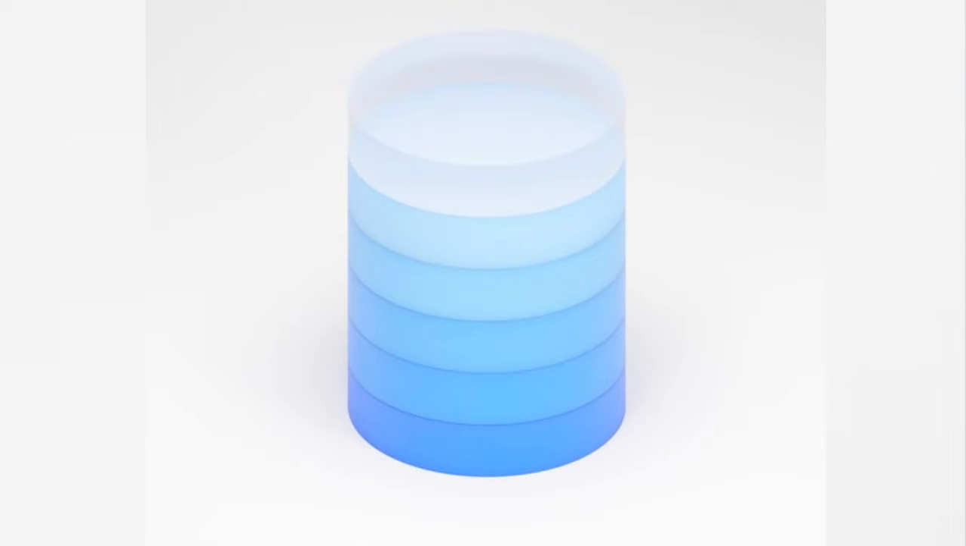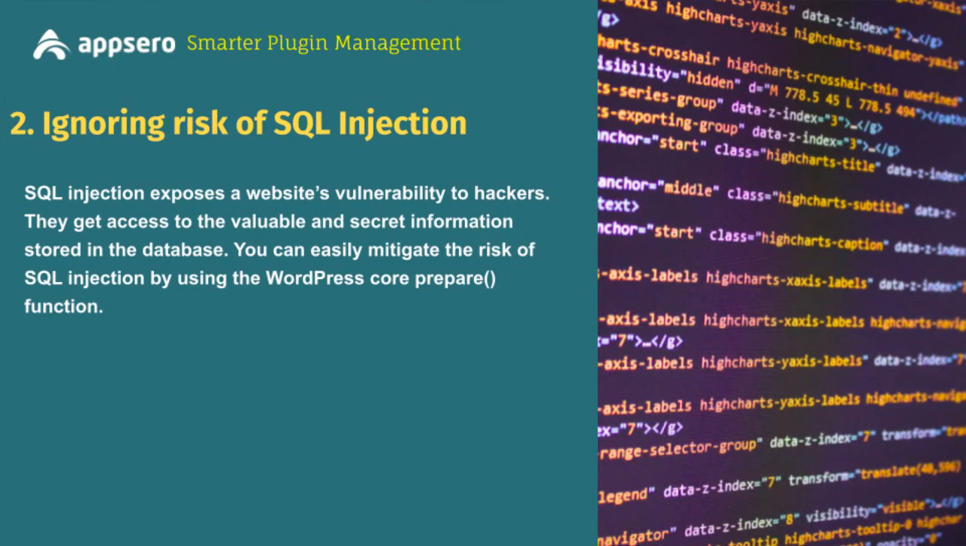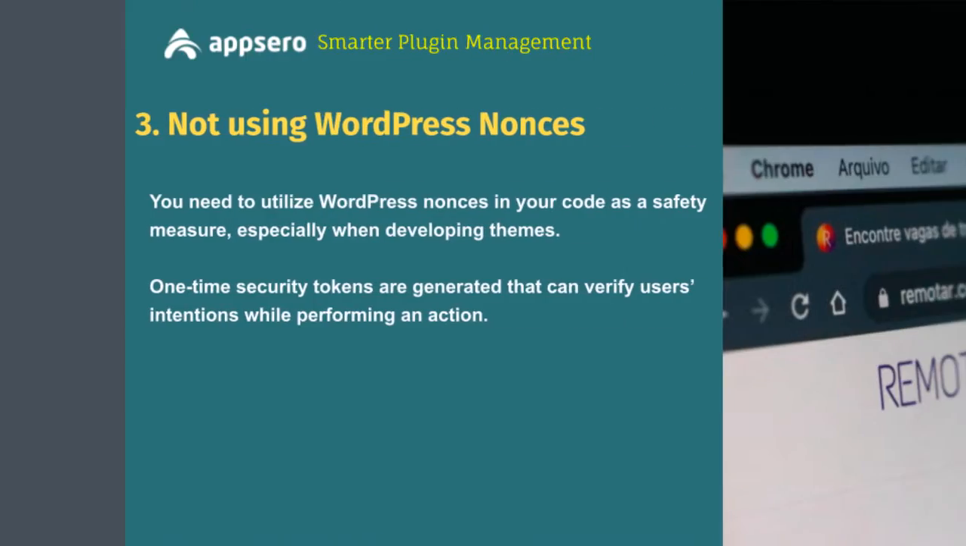The second mistake is to ignore the risk of SQL injection. SQL injection exposes a website's vulnerability to hackers. They get access to the valuable and secret information stored in the database. You can easily mitigate the risk of SQL injection by using the WordPress core prepare function.